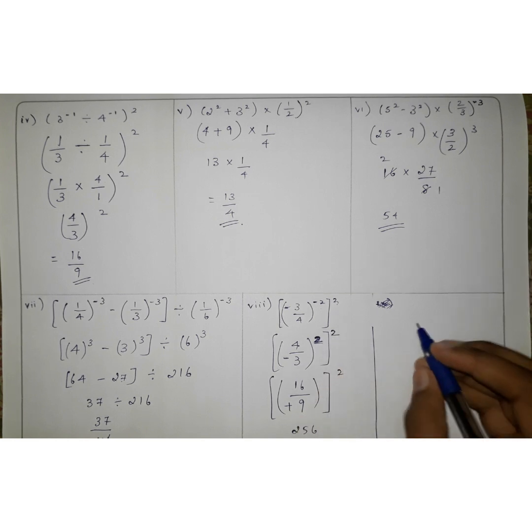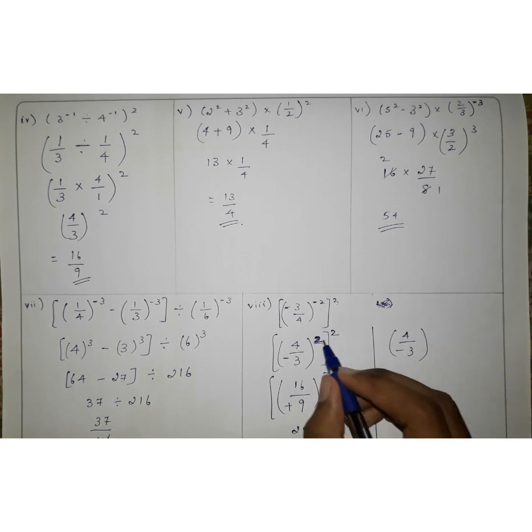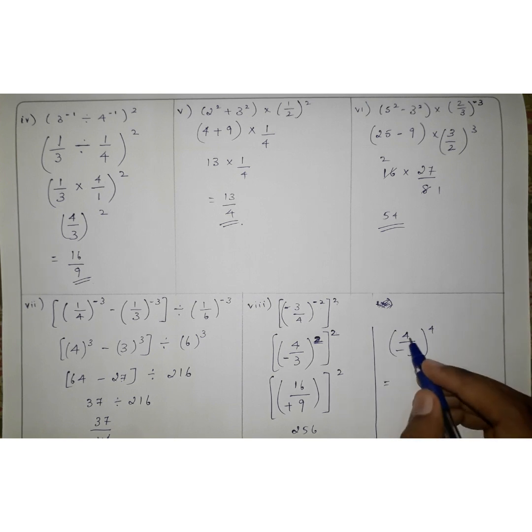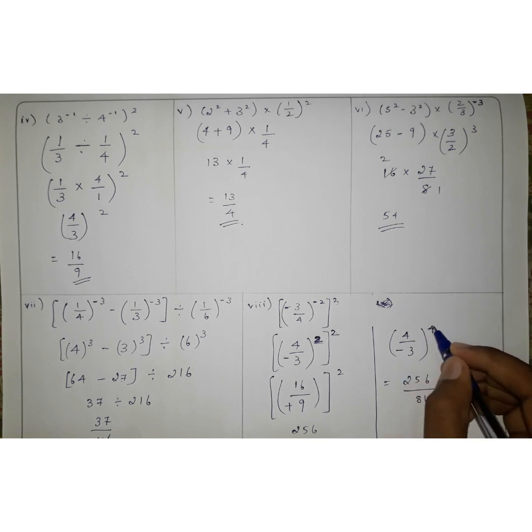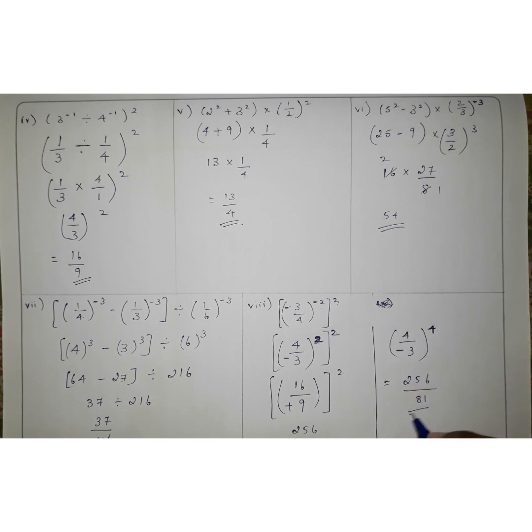You can do this in another way also, that is, we can just multiply these powers first, then we can solve the problem. For example, 4 by minus 3, 2 into 2, that is nothing but 4. So now if you do 4 to the power 4, you will get 256 divided by, if you do 3 to the power 4, you will get 81, and the negative sign will become positive because the power is even. If the power is even, automatically the negative sign will become positive. So this is your answer.